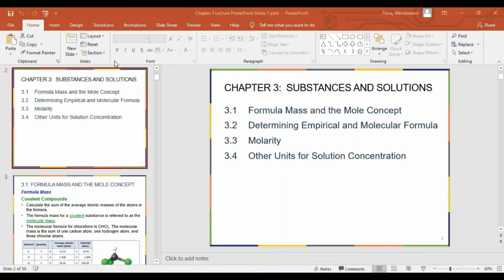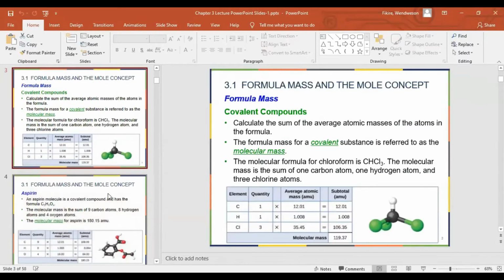That's what chapter 3 is about. We will also be discussing concentrations of solutions, which is molarity of solutions, and other units of solution concentration. It will be covered in this chapter. Chapter 3 is basically what I call a quantitative type of chemistry. We're doing more of quantitative numerical values rather than the qualitative types.